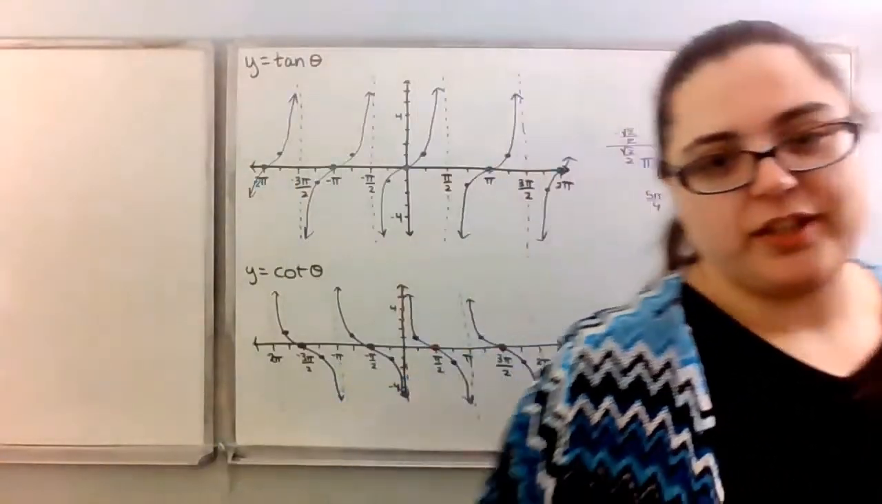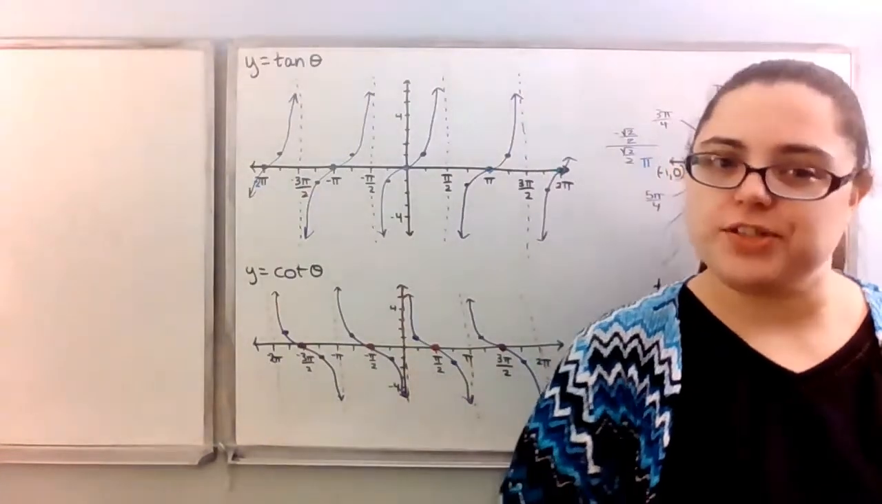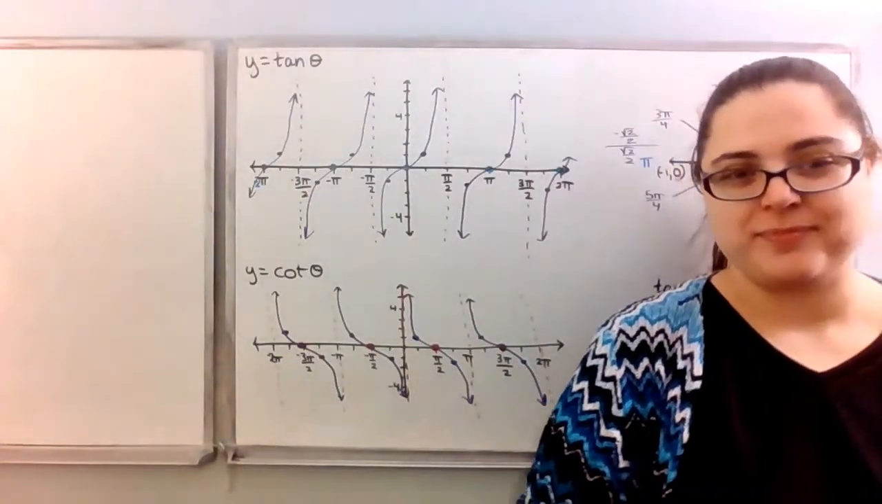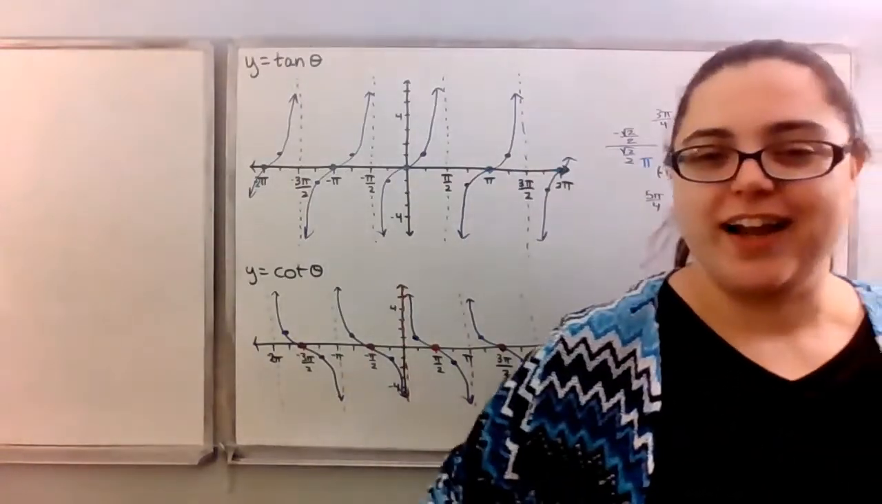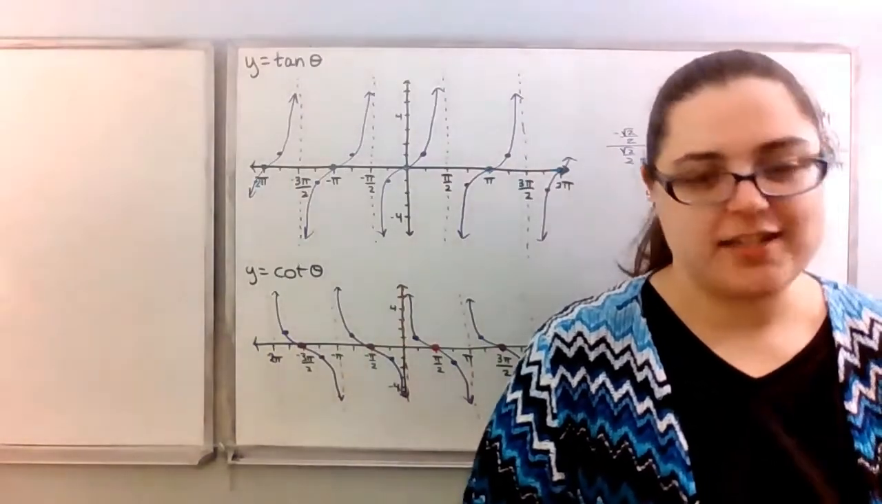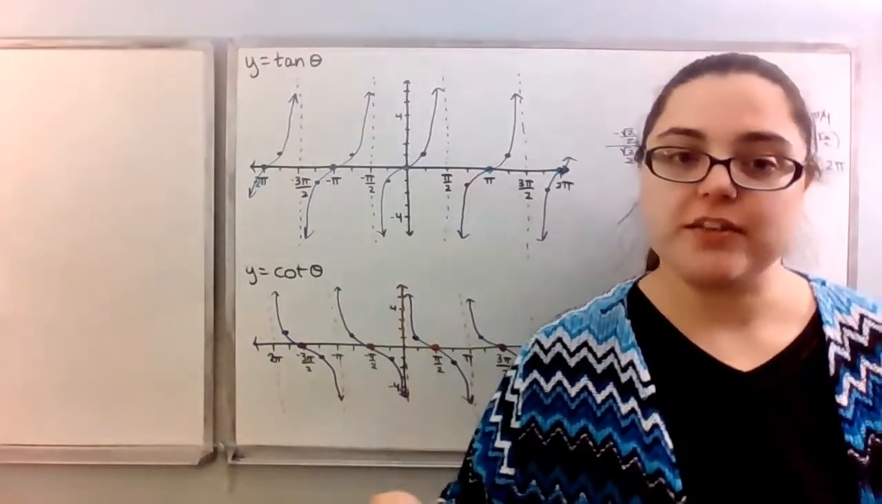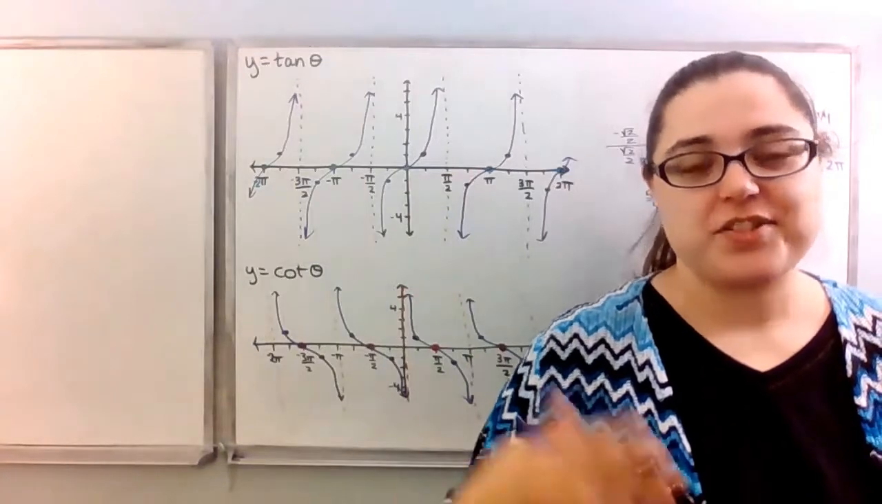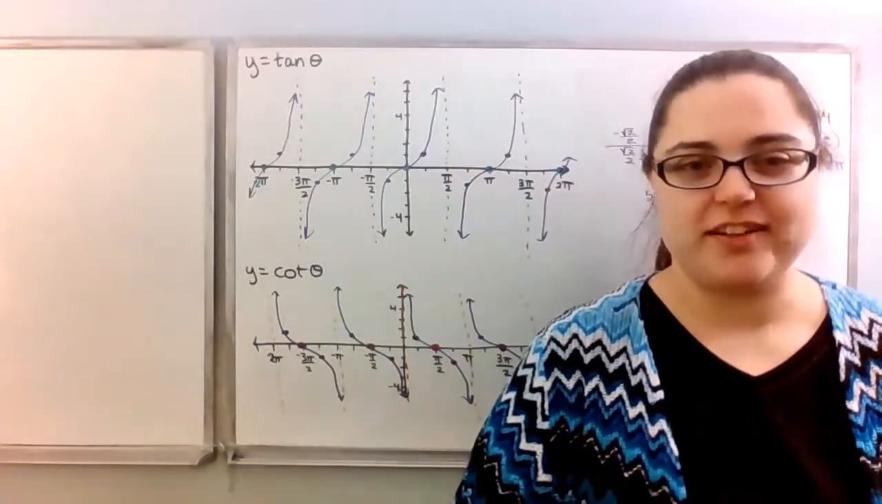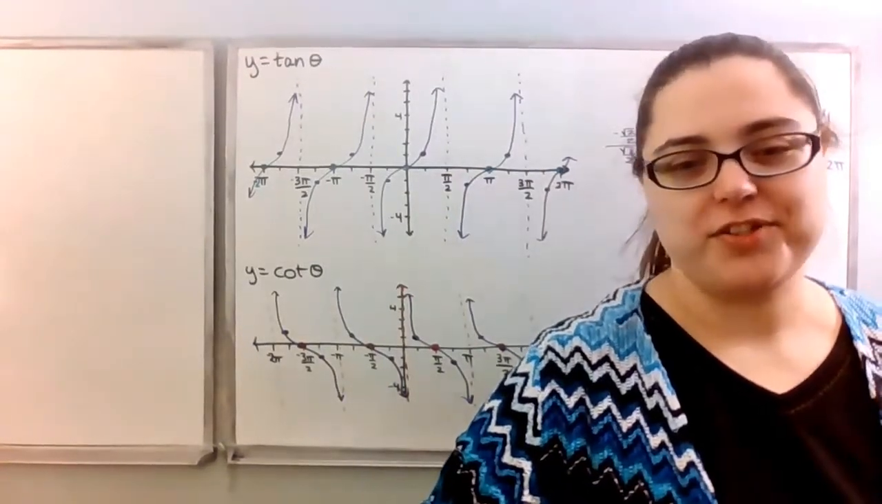So if you pause the video to try and graph cotangent on your own, how did you do? Did you do all right with it? Okay, so as we did with our previous videos, with secant, cosecant, sine, and cosine, we looked at properties of those functions after we graphed them. So let's do the same thing for these. Let's do some properties of tangent and cotangent. So let's look at properties of tangent first.